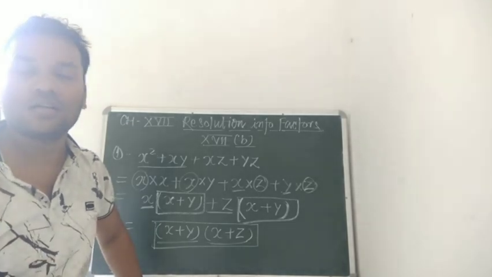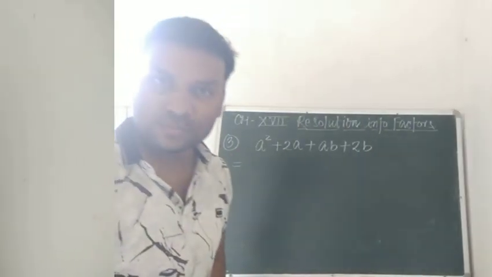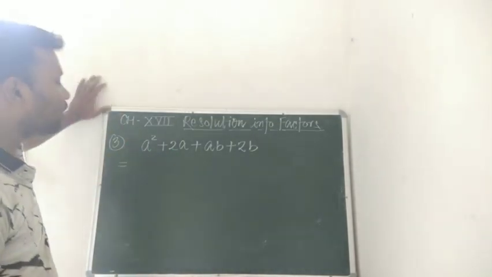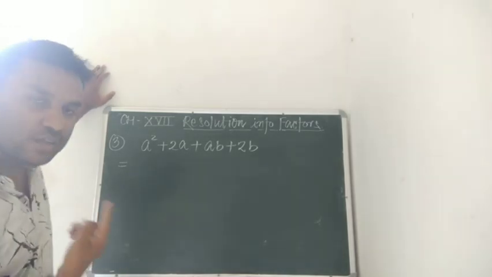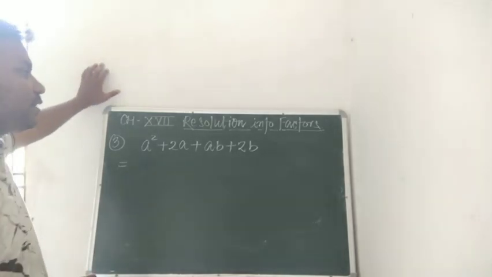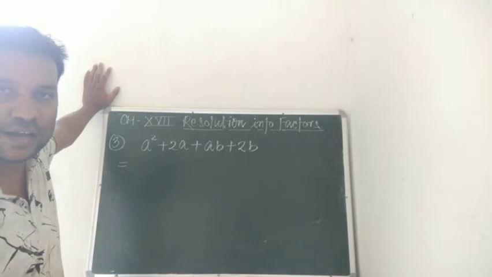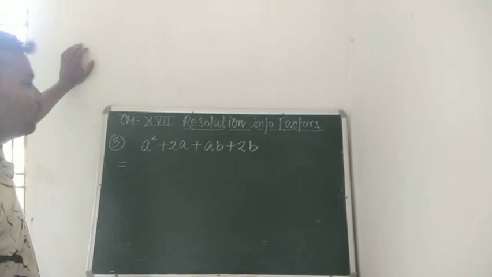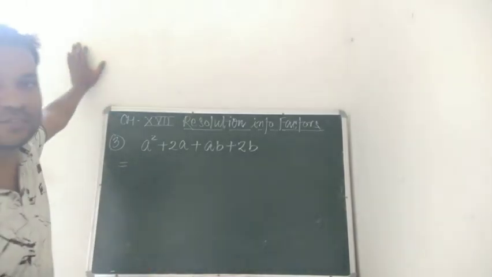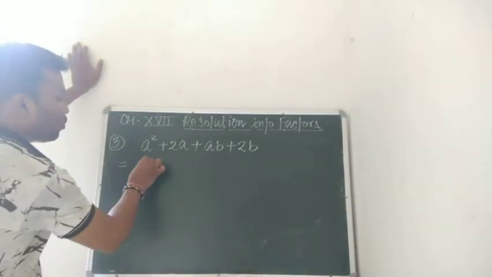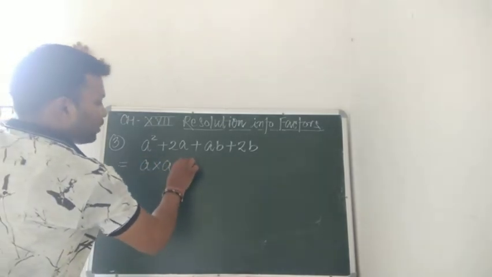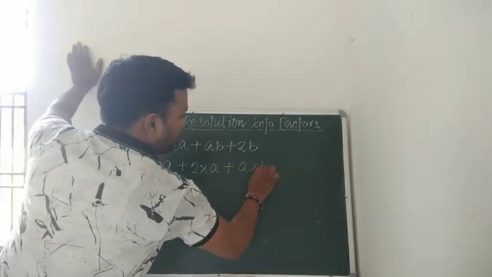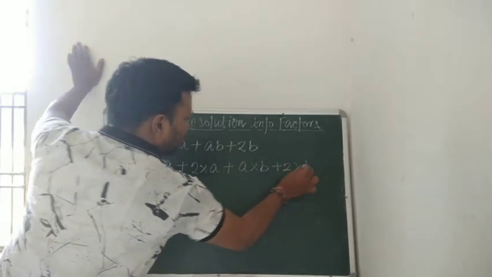Now let's move on to the next question. Question number 3. In this question, we are again given an algebraic expression containing four terms, and again we have to group the terms of this expression so that we can get a compound factor as a common. So let's start. Again, we will write each term of this expression in the simplest form. So we will write a square as a into a, this 2a as 2 into a, this ab will be written as a into b, and this 2b will be written as 2 into b.